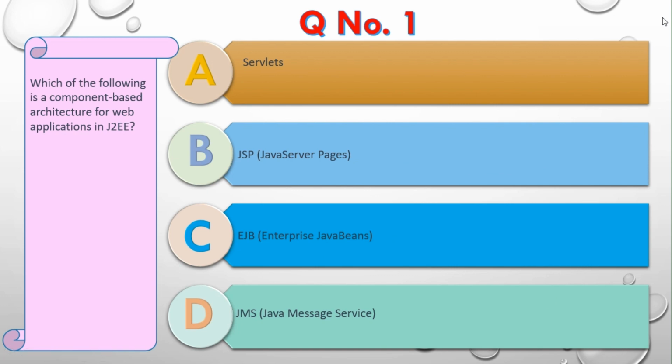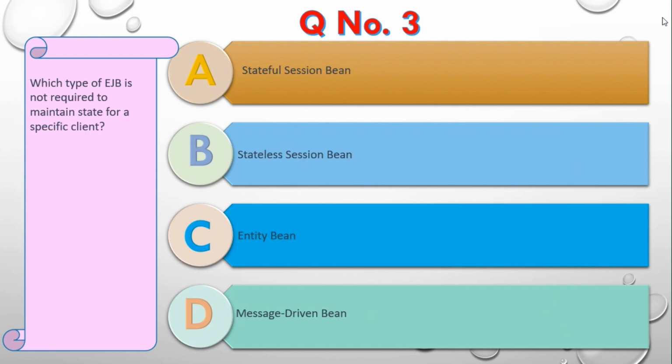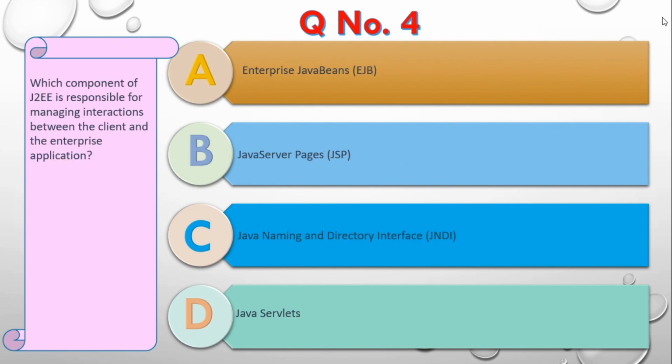Which of the following is a component based architecture for web application in J2EE? JSP. The EJB container provides services such as all of the above. Which type of EJB is not required to maintain state for a specific client? Stateless session bean. Which component of J2EE is responsible for managing interactions between client and enterprise application?